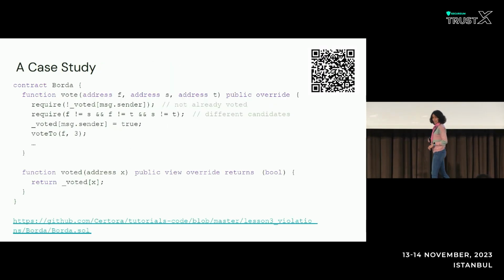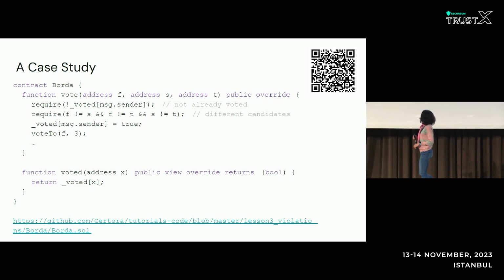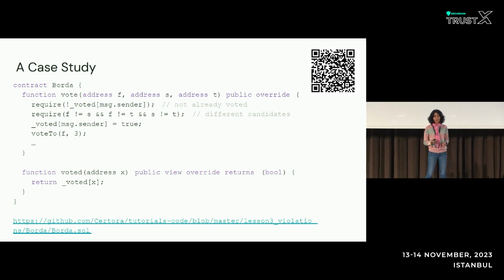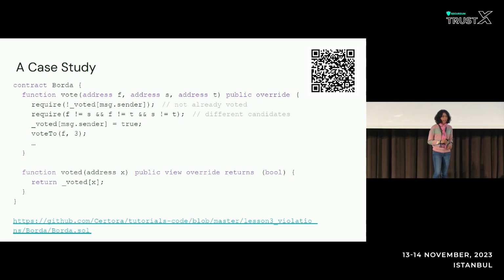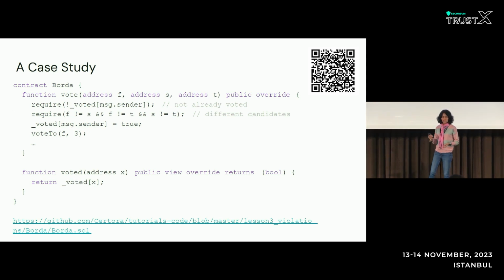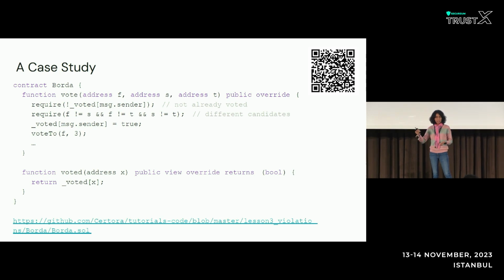OK, so I'm going to give an example here. This is a simple example. It's a contract called Borda. Borda is a voting mechanism. And you don't necessarily have to read the code and understand exactly what's happening. But the main idea is that there is a function called vote. And it takes 3 addresses, first, second, third, and it just assigns votes to them, right? So it assigns points to the 3 addresses.